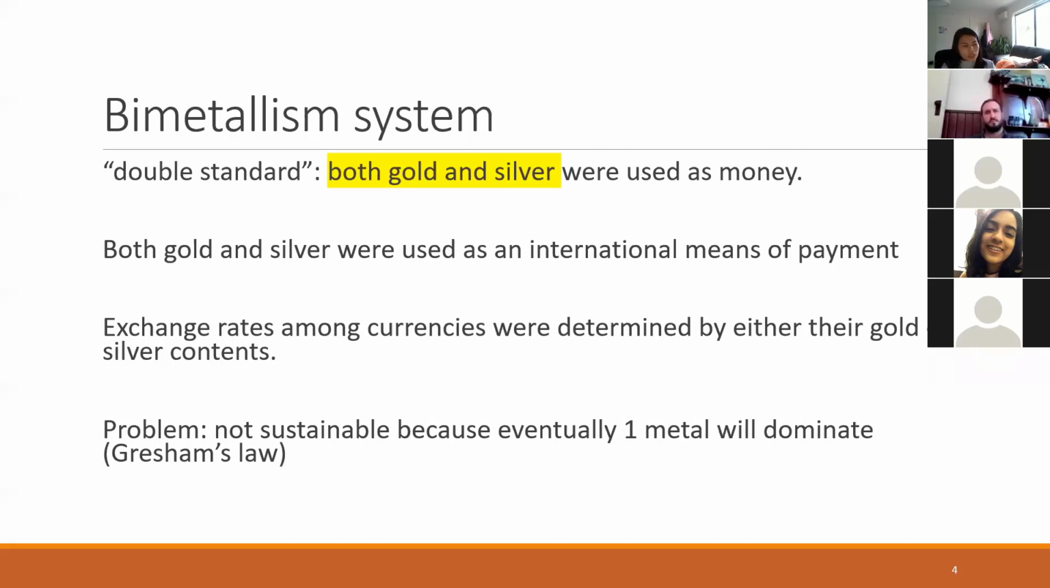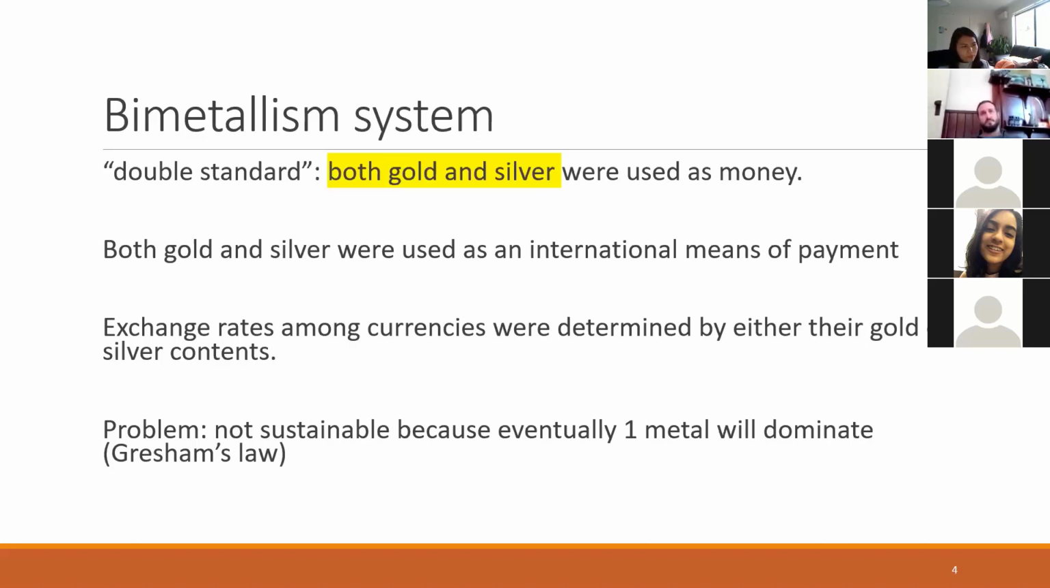So the situation happens because, say for example, if gold becomes much more valuable relative to silver, then people would choose to keep the gold and they would only exchange silver, okay? So eventually the metal that is less valuable will be exchanged in the system and everyone will decide to keep the more valuable metal, okay? So eventually the bimetallism system does not work anymore when one of the metals becomes more valuable relative to the other one, okay?